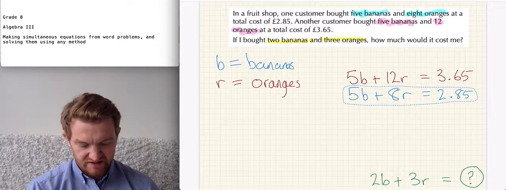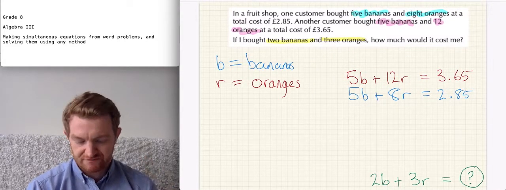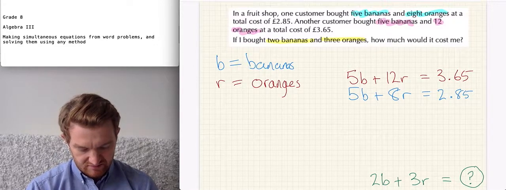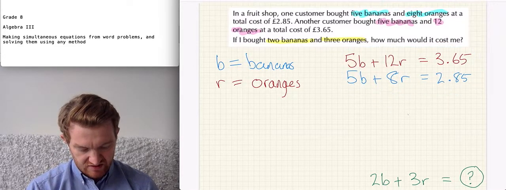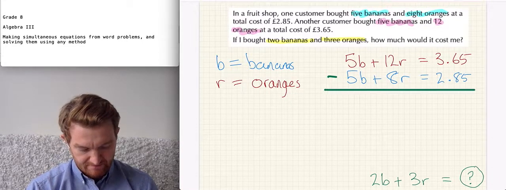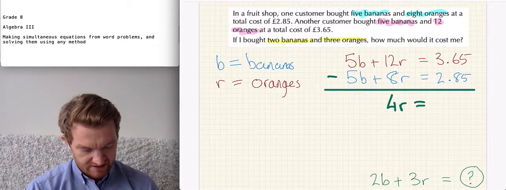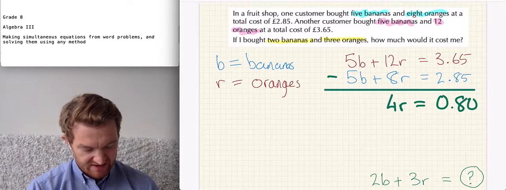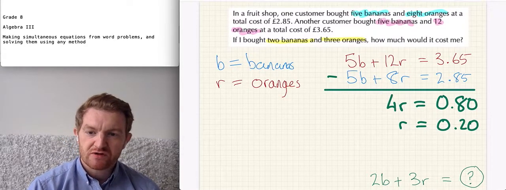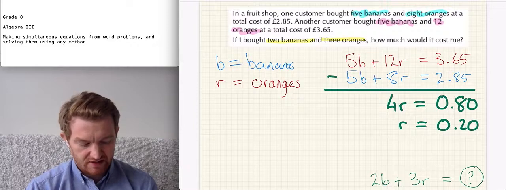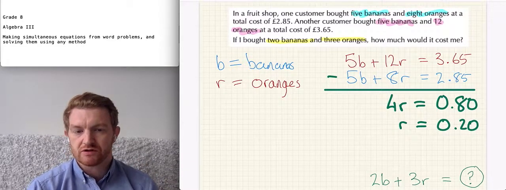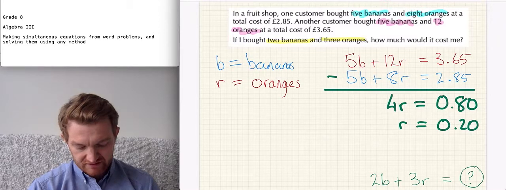So move that to the bottom so I can subtract them because I've got 2 positive 5Bs. Okay, we need a bit more space. Let's move this up. So I'm going to subtract these 2. B's cancel out. 8R subtracted from 12R gives me 4R. And when I subtract these, I'm going to get 80 pence. So R is going to be 0.20. Now I could have put 0.2, I've put 0.20 because it is currency, and currency normally is given to 2 decimal places. Then we follow the same normal steps.